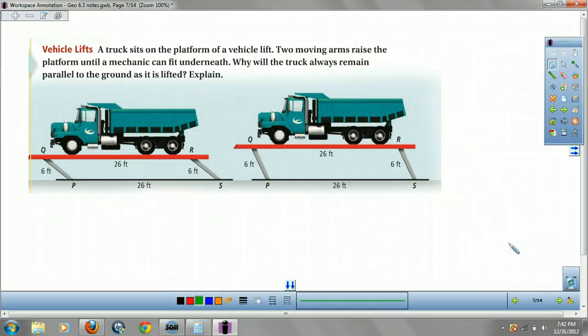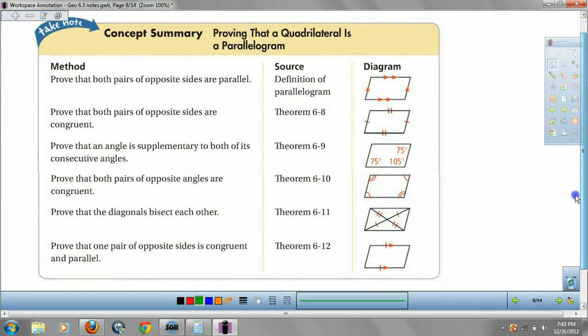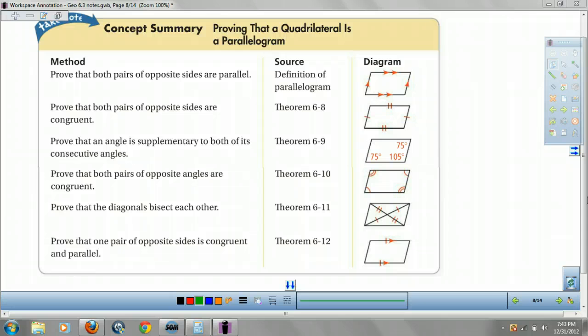Last one. Two trucks being lifted on a mechanism. They raise from underneath. Will the truck remain parallel to the ground? Explain. I want you guys to figure this one out as homework. Come in tomorrow with your ideas, okay? Think about it. Come in tomorrow with your ideas. I'll make a Jolly Rancher question. And last thing, good review.